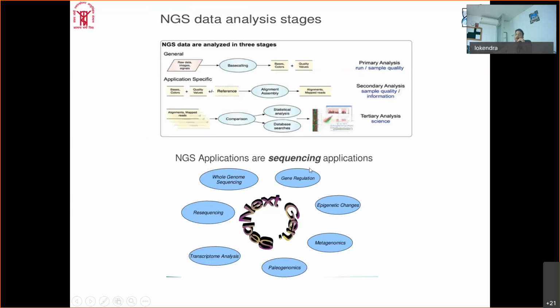It can be used to identify regulation of various genes for a particular disease. Epigenetic changes, for example DNA methylation and acetylation, can also be identified by these NGS methods. Metagenomics, paleogenomics, transcriptome analysis, resequencing. These are some of the important applications of NGS, which are very useful in terms of understanding the disease perspective.